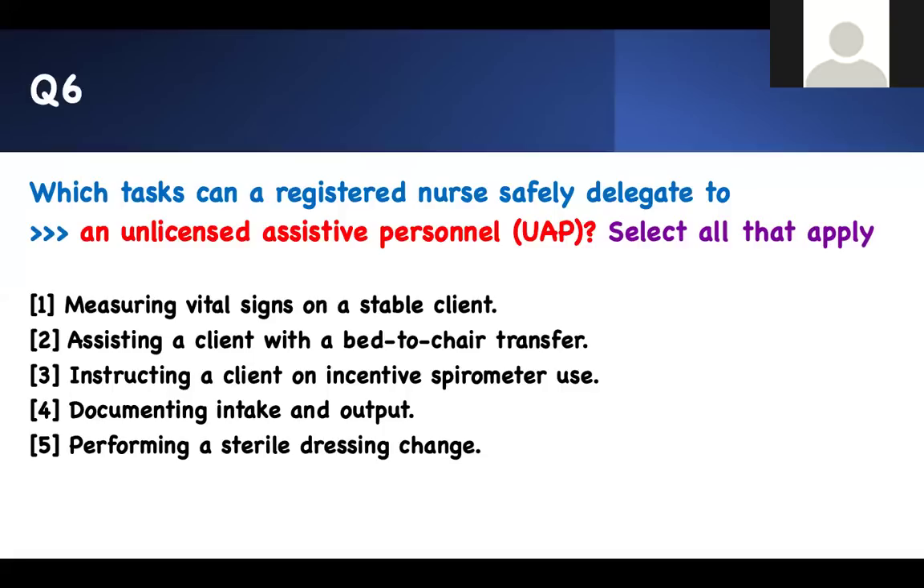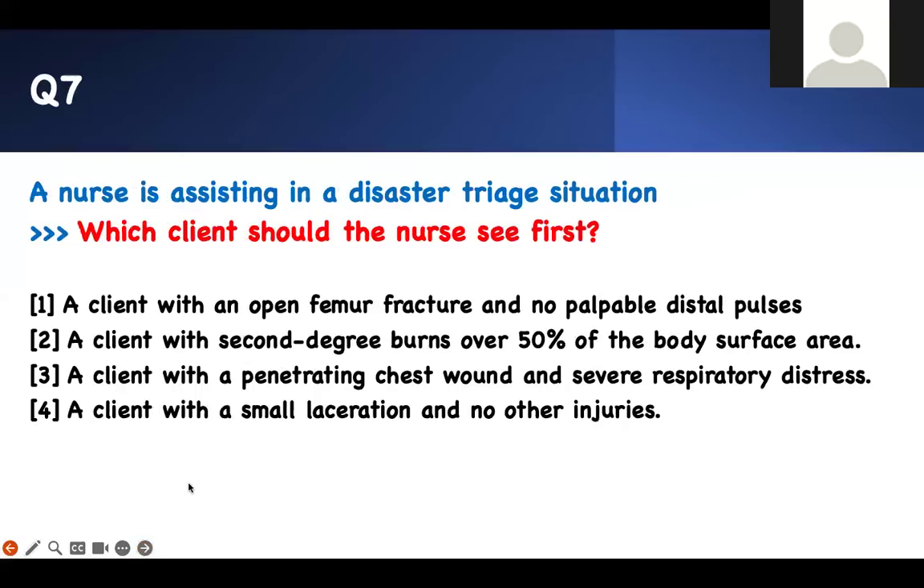Measuring vitals, assisting the client to bed, and documenting intake and output. So 1, 2, and 4 are your right answers. And this is assisting in a disaster triage situation. Which client should the nurse save first?